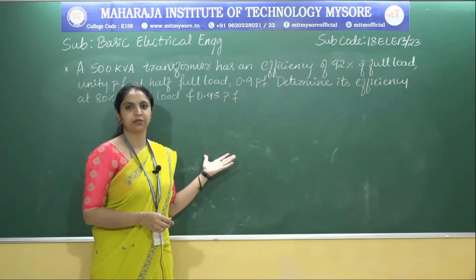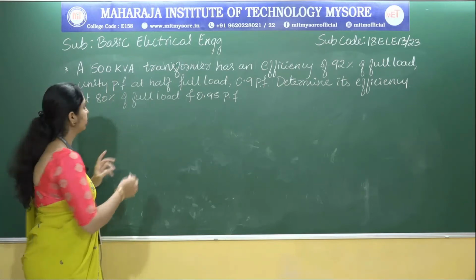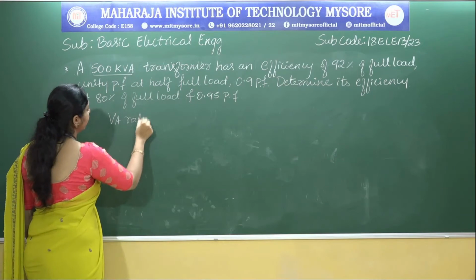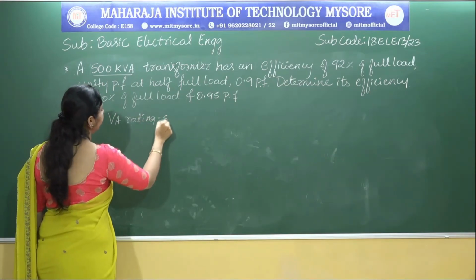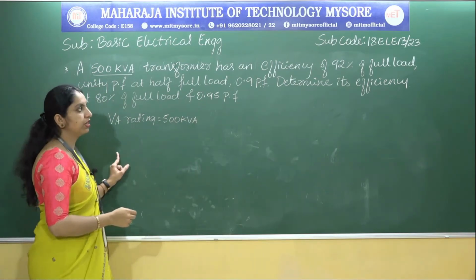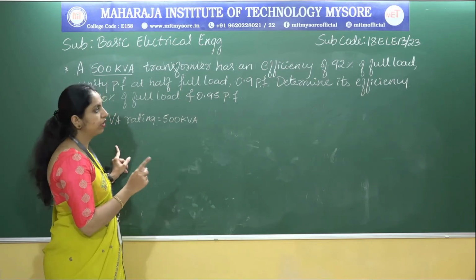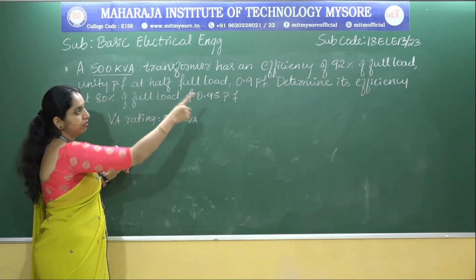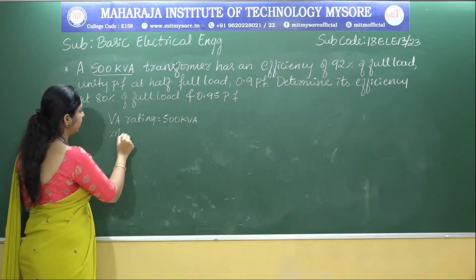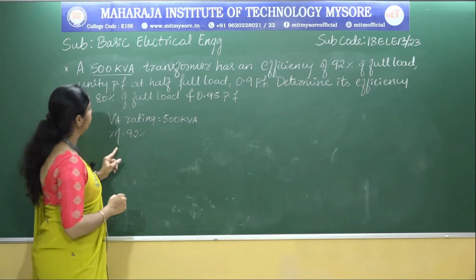Now we shall see the next problem on efficiency. Here, a 500 kVA. Remember, this is the value of VA rating. So VA rating is equal to 500 kVA, right? The transformer has an efficiency of 92% at full load. So here they have provided the value of efficiency, which is equal to 92%, right, at full load.